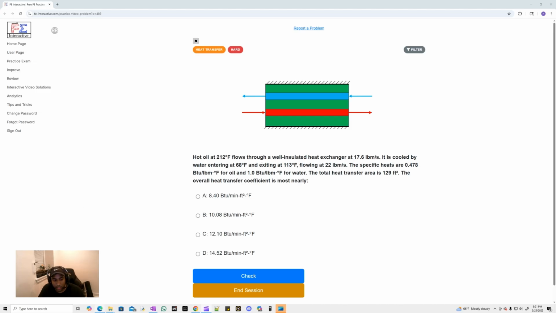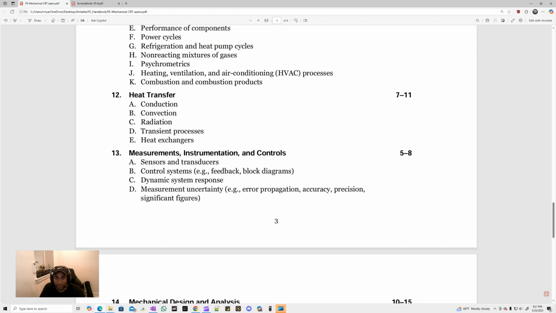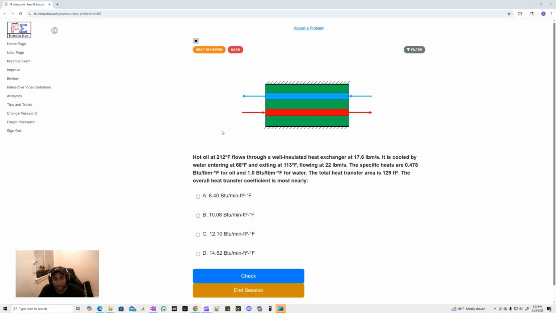Heat exchangers in particular is a super important topic for the FE mechanical exam since you can see it's explicitly called out in the reference, subsection E here under the subject heat transfer from the FE exam specification. We're going to go ahead and read through this problem and try to understand exactly what we're looking for.